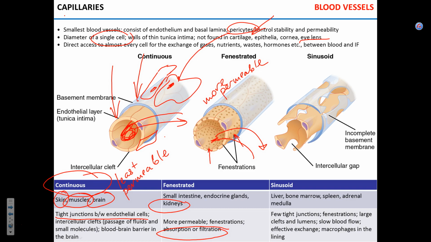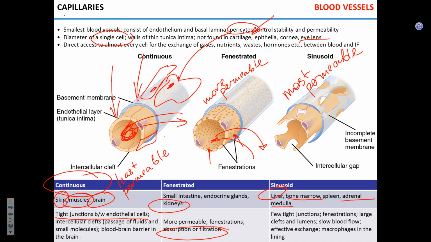Finally, the most permeable type of capillaries is sinusoid ones. It can be found in the tissues where there is an intensive movement of even cells, not only protein cells, between the blood and the interstitial fluid. Liver, that's your metabolic center. Bone marrow, blood generation. Spleen, sequestration of the old blood cells and getting rid of the pathogens. Adrenal medulla, response by releasing hormones.